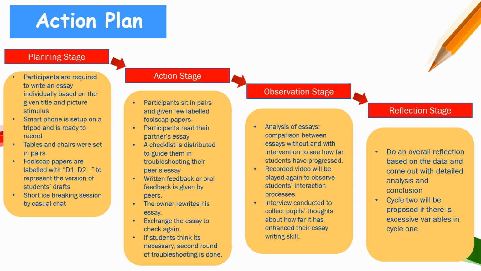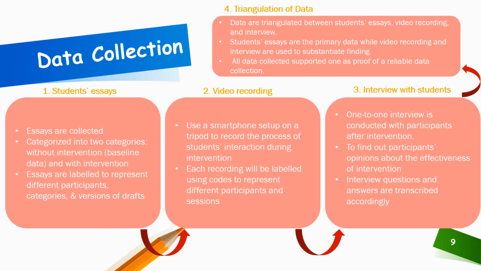And then, if necessary, cycle 2 will be proposed if there are excessive variables in cycle 1. Excessive variables here means anything that greatly influences the result of cycle 1. For instance, perhaps during cycle 1, the data collection method is not complete or not triangulated. So that's why we conduct a second cycle to validate our findings. Next, I will explain about data collection.